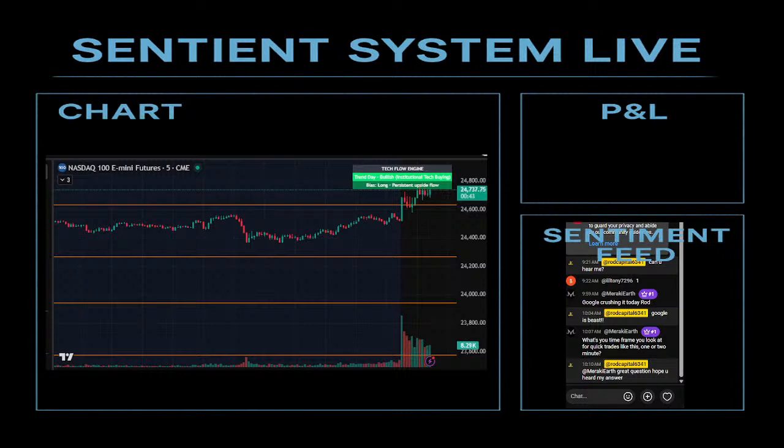See if we can get a nice push through, and then maybe a quick pullback, we get in and scalp that to the upside.